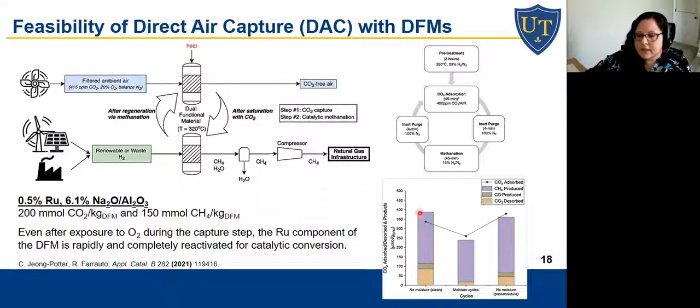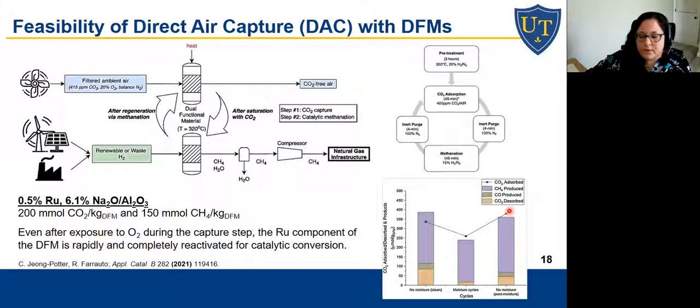And additionally, they showed that when they have some moisture in the flue gas, the activity drops, but this is reversible. So it can be returned to the previous activity just by removing that moisture.